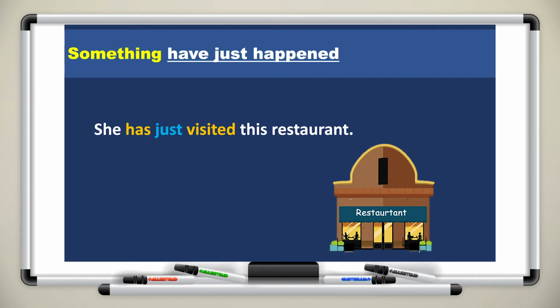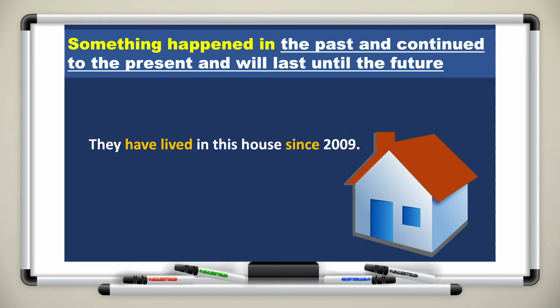When something has just happened, for example, she has just visited this restaurant. So, just happened, I said has just visited. This sentence has something in common with the sentence before it. The third case is when something happened in the past and continued to the present and will last till the future. They have lived in this house since 2009. So, something happened in the past, continued until the present, and maybe it will last until the future.